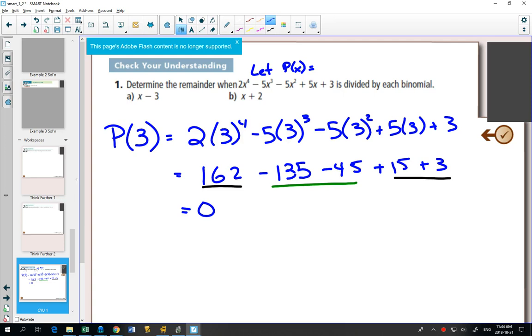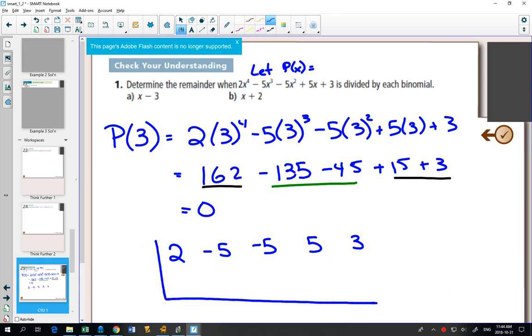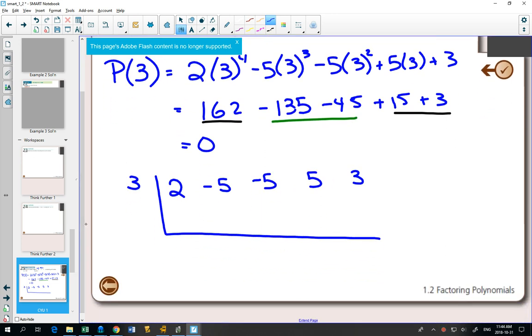With synthetic division, this looks like this. The coefficients are already in the right order. 2, -5, -5, +5, +3. We're dividing by x minus 3, so I'd put a +3 outside. And the synthetic division would look like this. Bring the 2 down, multiply, add, multiply, add, multiply. Oops, don't make a mistake. There we go. -6, -1, -3, 0. There's my remainder of 0.